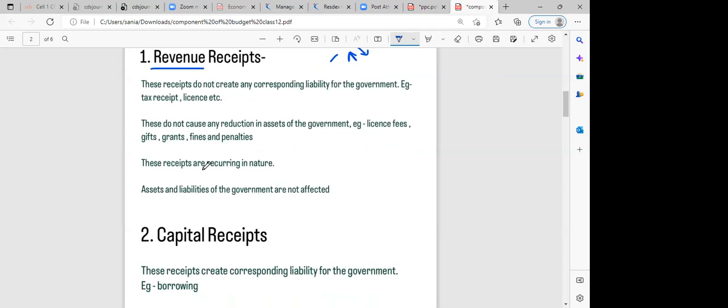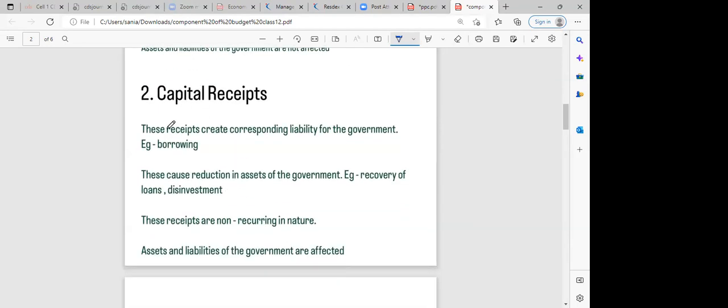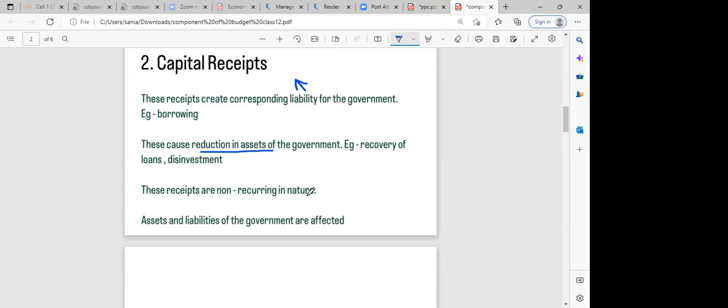Okay, these receipts are recurring in nature, like these keep on coming. And the asset and liability of the government are not affected. Your assets will not be affected, your liability will not be affected. There is no increase, there is no decrease. But in capital, these receipts create corresponding liability. Your liability increases. And these cause reduction in asset. Your assets are being reduced. These are non-recurring in nature, they don't repeat. And assets and liability of government are affected.